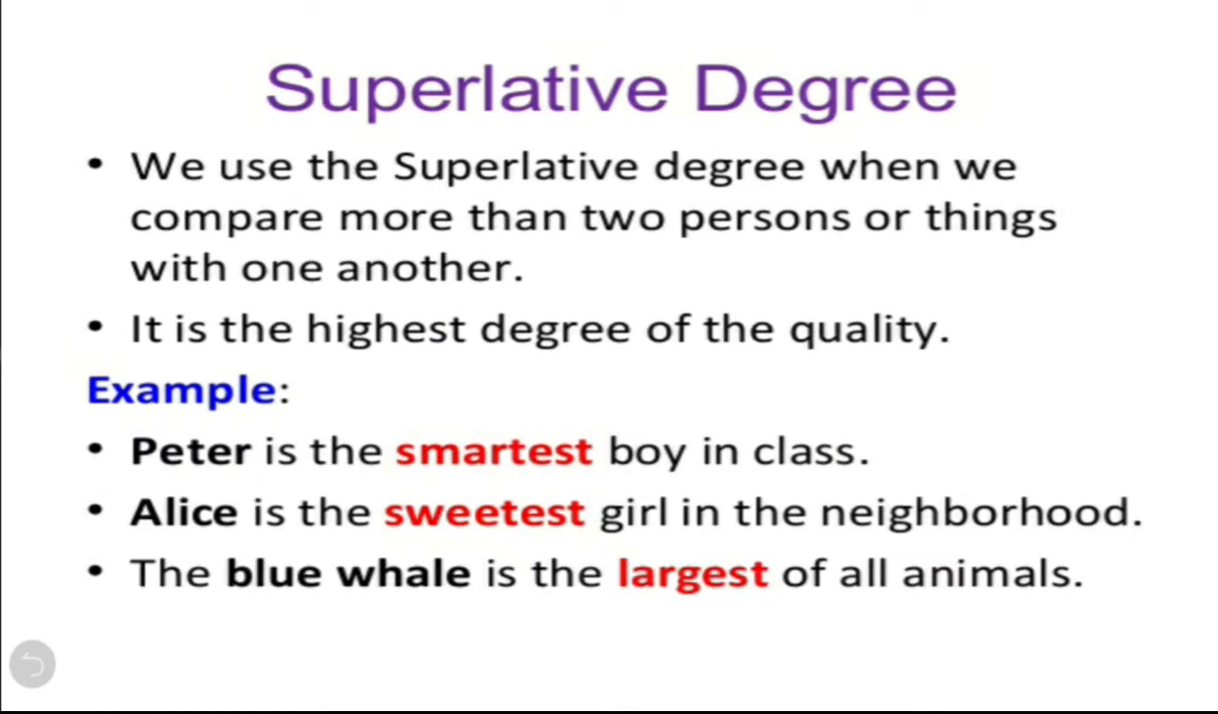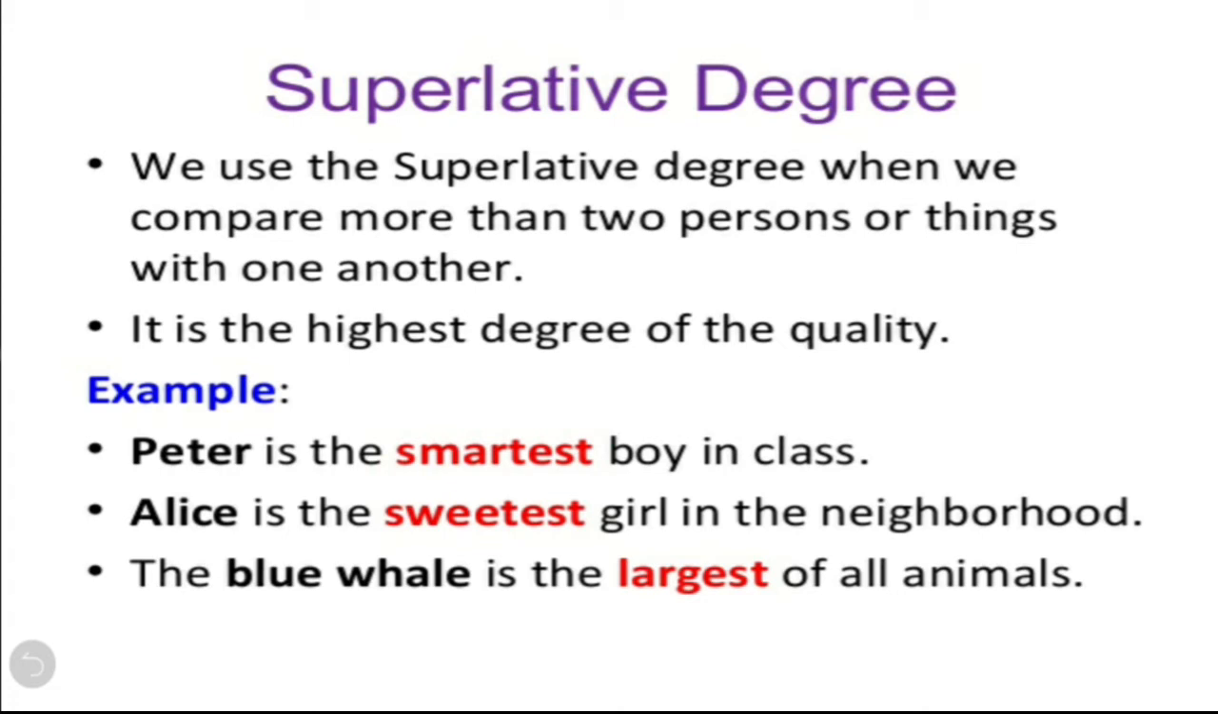Now comes the last, the superlative degree. We use the superlative degree when we compare more than two persons or things with one another. Children, remember one thing, it is the highest degree of the quality. Let's look at an example. Peter is the smartest boy in class. Alice is the sweetest girl in the neighborhood. The blue whale is the largest of all animals.